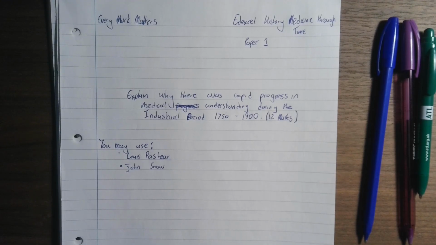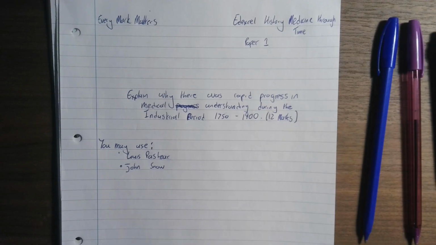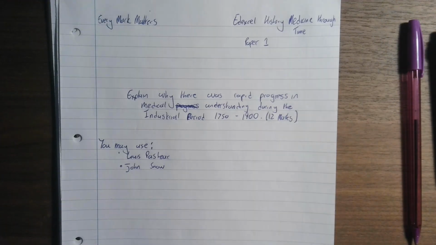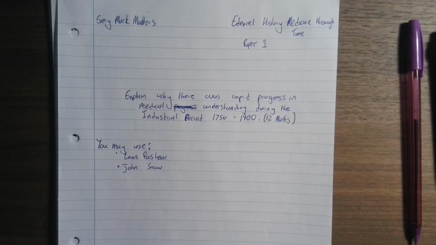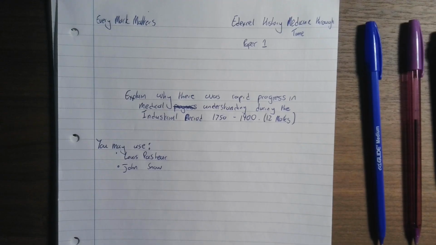Today we are having a look at Edexcel History Medicine through time, and that is paper 1. Just the one exam question today, but what I would like to specifically focus on is an explain why question or a 12 marker. So make sure you've grabbed 2 or 3 pens to write with, and let's have a quick look at today's question.